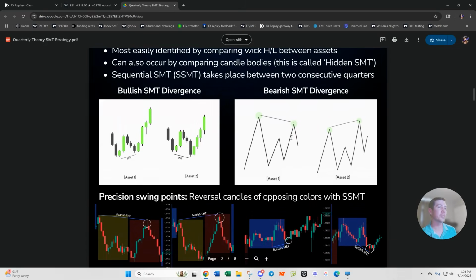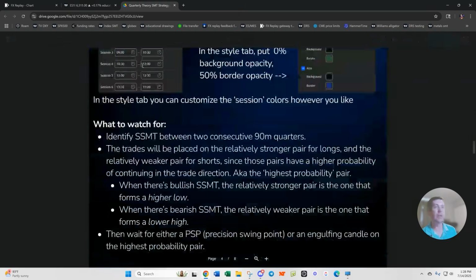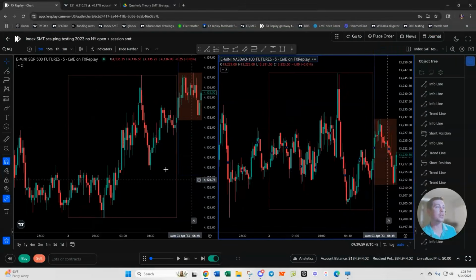And this is specific to the low time frame entries. We use the higher time frame, like the session SMT, for context, but we're still entering using these 90-minute quarters. So we're going to be using the 90-minute quarters to determine which of these to enter on. So that's a great question. Let's go back to the charts.